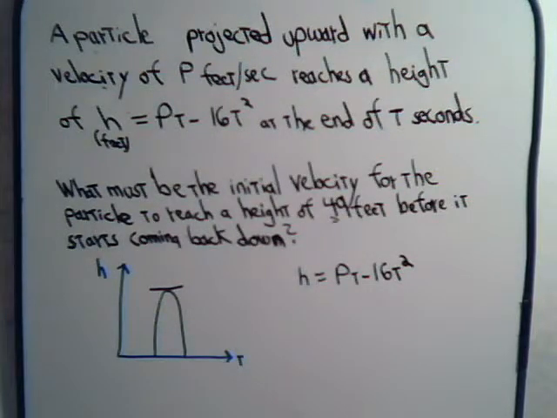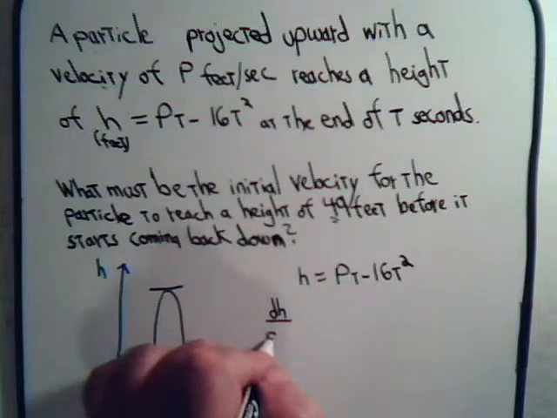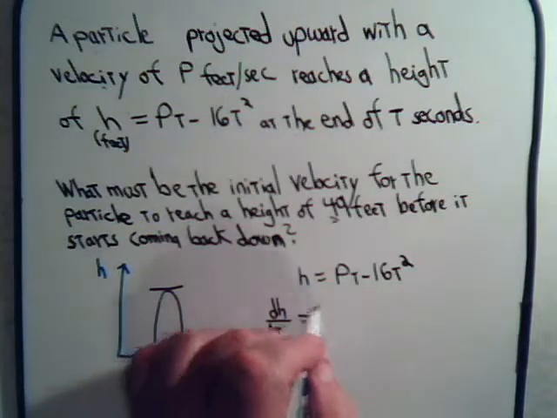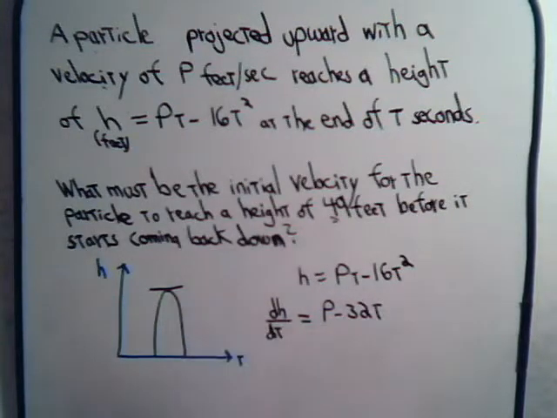And the slope, of course, is the change in h with respect to t, and we know how to find that. That's just going to be equal to p minus 32 times t. Now, h is our height, so this is distance. So we're taking the derivative here of distance with respect to time. So this right here is the instantaneous velocity of our particle throughout the flight. p is the initial velocity of the particle, and t is time in seconds.